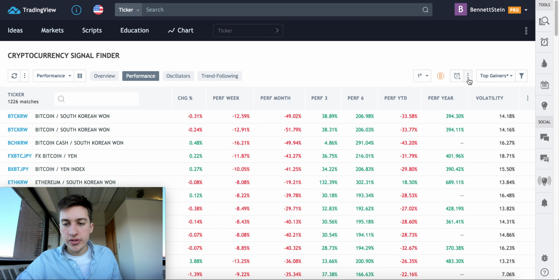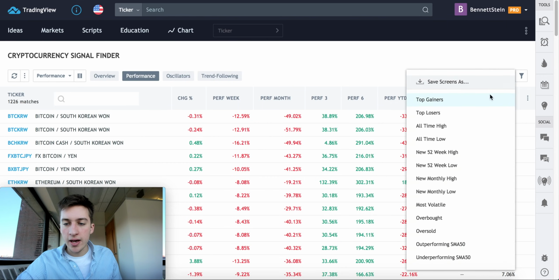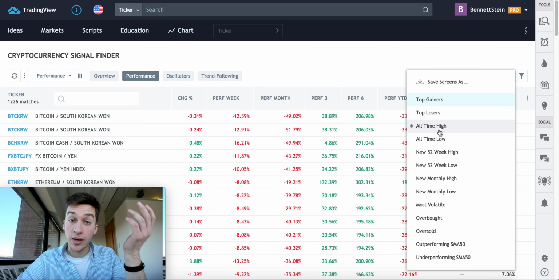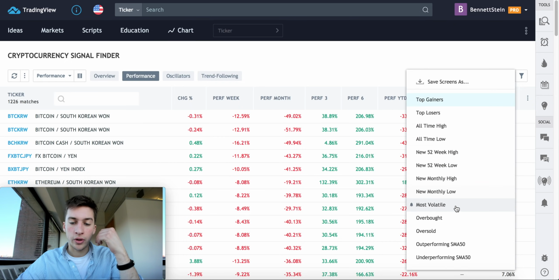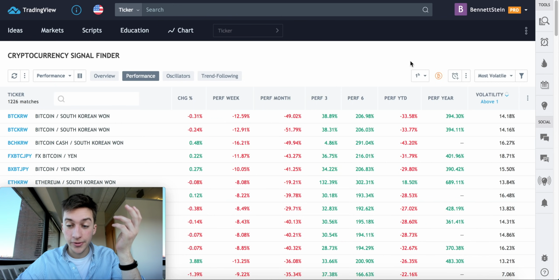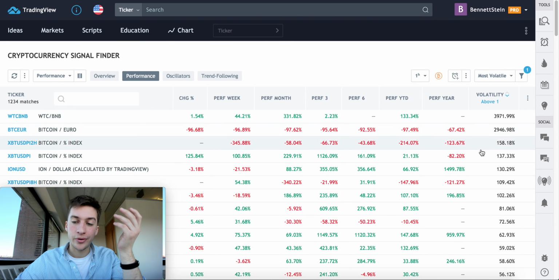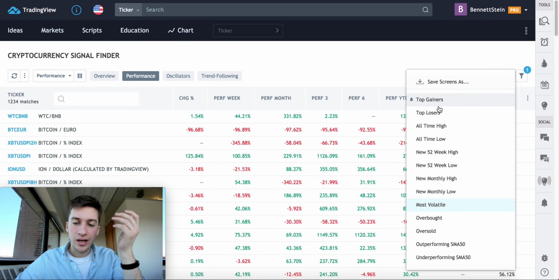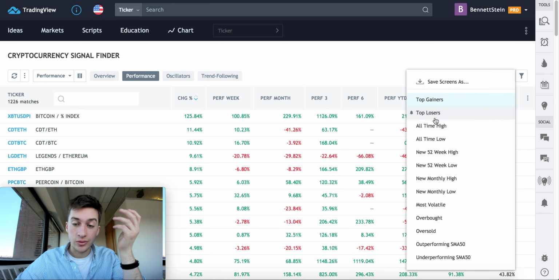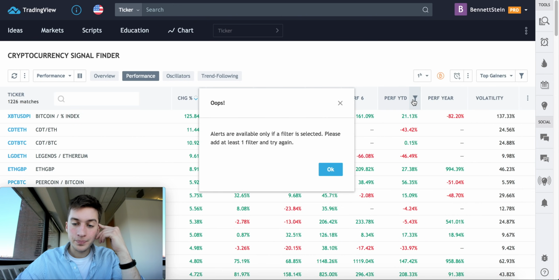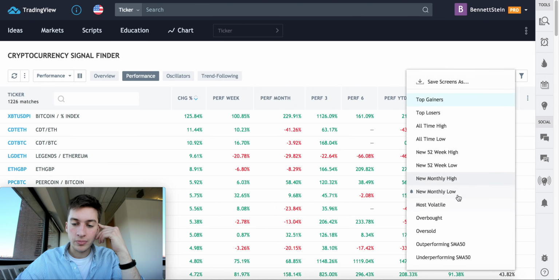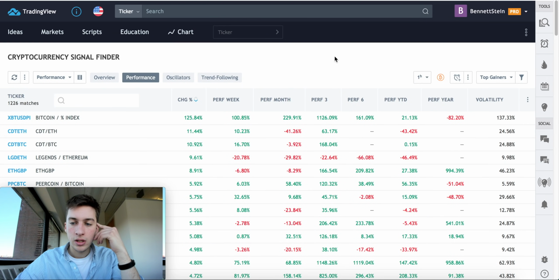And to the right of alerts, you have sorting. So how do you want to sort these? You can look at gainers. You can look at ones that are going to all-time highs. You can look at monthly highs, monthly lows, very volatile. So if I hit most volatile, then I could get things that are just insanely volatile in the past hour right here. As you can see with these crazy percents, you can see coins that are really not doing too well if you want to trade those. And you can also send alerts based off these as well. Overbought, oversold, of course.